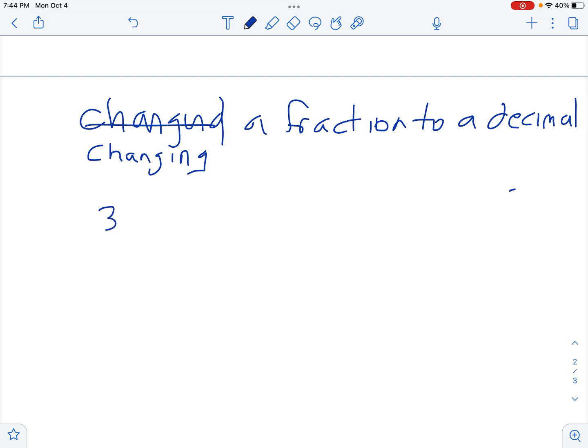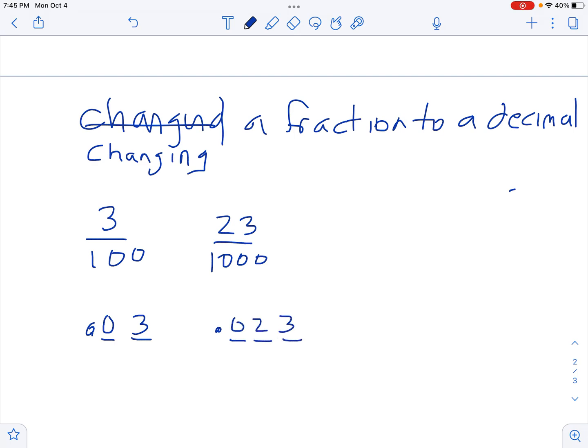So if you're lucky enough that your fraction is out of 100 or out of 1,000 or out of anything that is a power of 10, then it's easy, right? So this is the hundredths place, so we know we've got to go 2 places after the decimal. Since that's just the number 3, it would be 0.03. That's 3/100ths. This is the thousandths place, so 1, 2, 3. So that would be 0.023. That would be 23 thousandths.